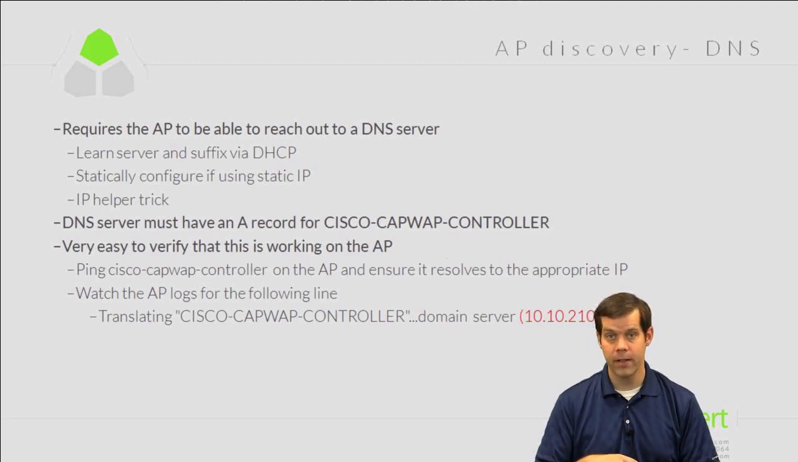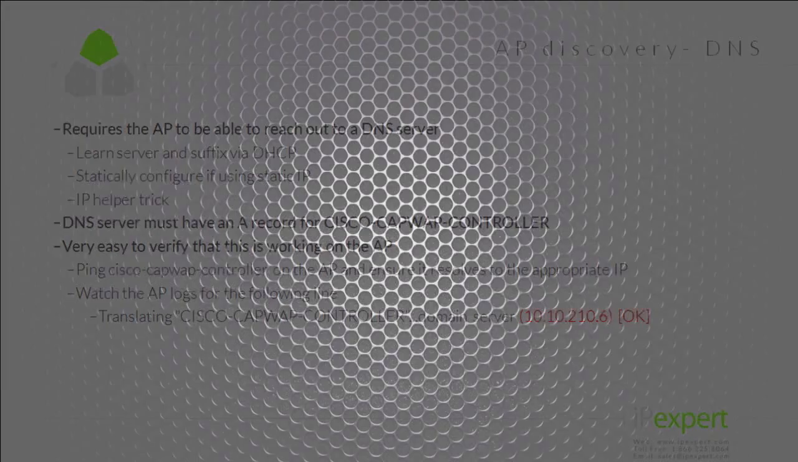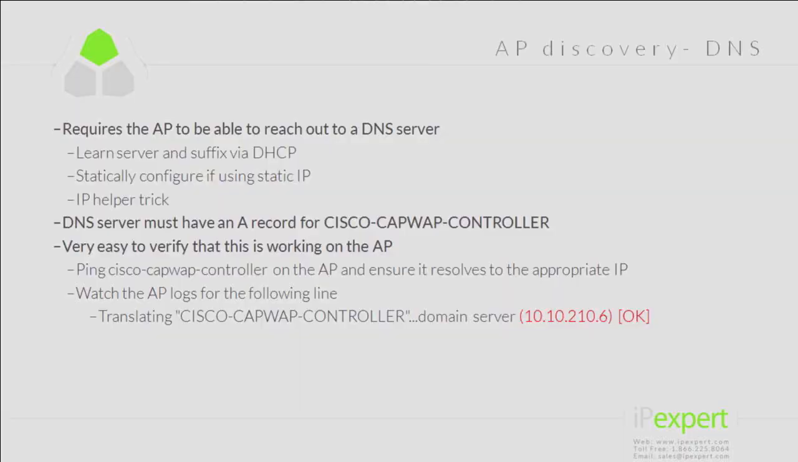The other way that you can do it is by looking in the AP logs. You can look in the AP logs for the translating Cisco-CAPWAP-controller line. The IP address is going to be the IP address of the DNS server, so you know if it's using the correct DNS server right there. And if it actually says OK at the end, that means that it was successfully able to resolve the host name to an IP address. So either method, either the ping method or by looking in the logs, you can quickly verify whether DNS resolutions are working. So let's go ahead and show you how to configure that on our devices.